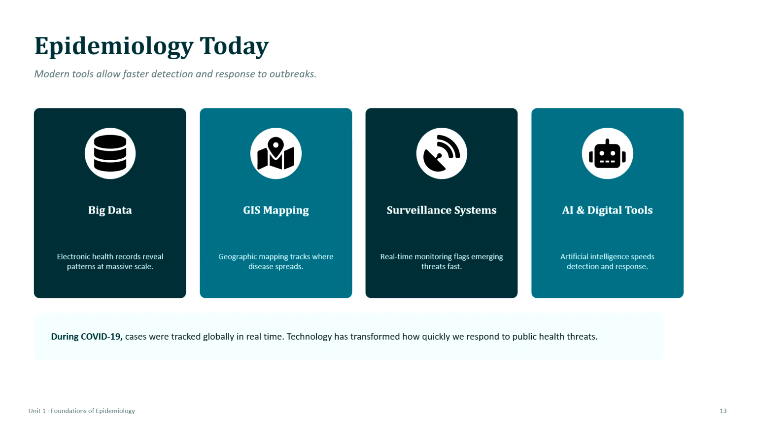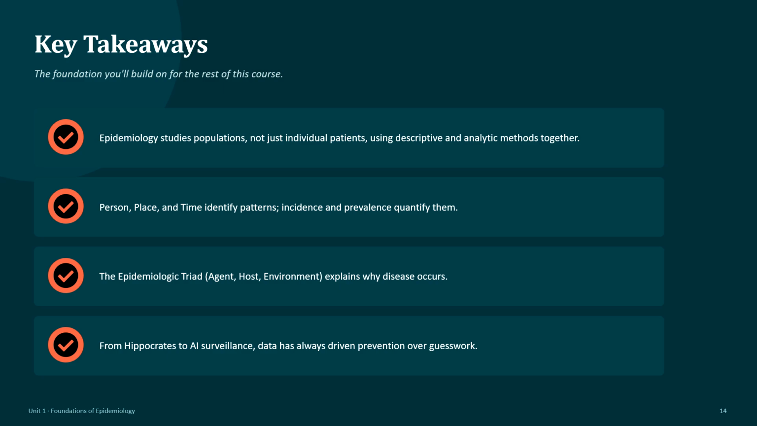Let's bring this all together. First, epidemiology studies populations, not just individual patients, and it does so using both descriptive methods, which find patterns, and analytic methods, which test and confirm causes. Second, person, place, and time help you identify those patterns, while measures like incidence and prevalence let you quantify exactly how serious a given situation is.